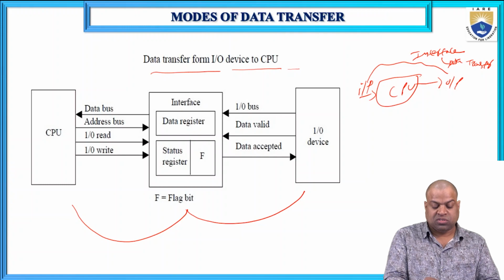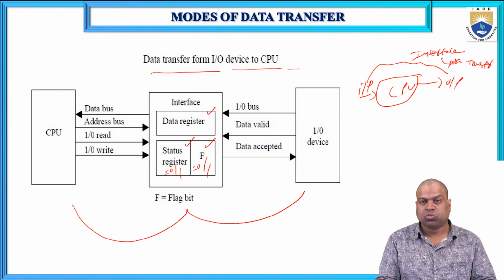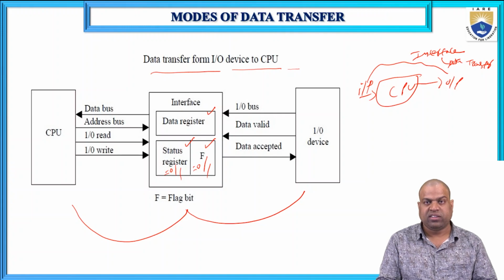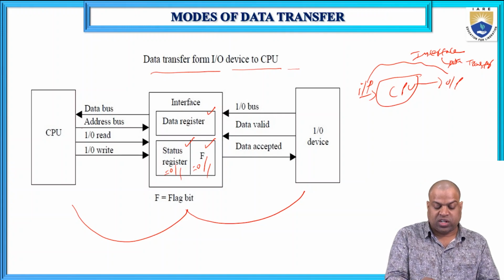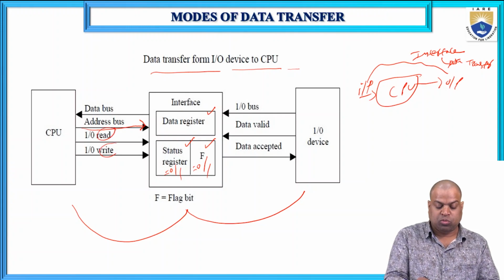So first the CPU is connected to the interfacing. In the interface, what are there? Data register, status register and the flag bit. So flag bit equal to 0 or 1, and the status register, what is the status of this one? 0 or 1. The data register is passing the information from input to output through the register. So first the address bus is connecting through the CPU to input output through the interfacing, and input output read, input output write.